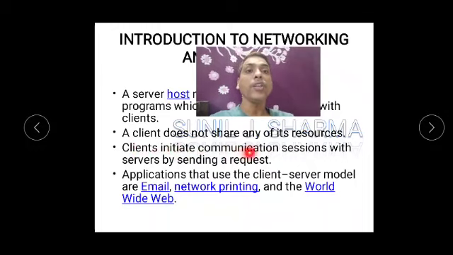Clients initiate communication sessions with the servers by sending a request. So we are just requesting, and whether to fulfill it or not is decided by the server. The applications that use the client server model are email, network printing, and the web, that is www. Network printing you might know: suppose we require only one printer in the lab, and everyone can print through it because it is shared.